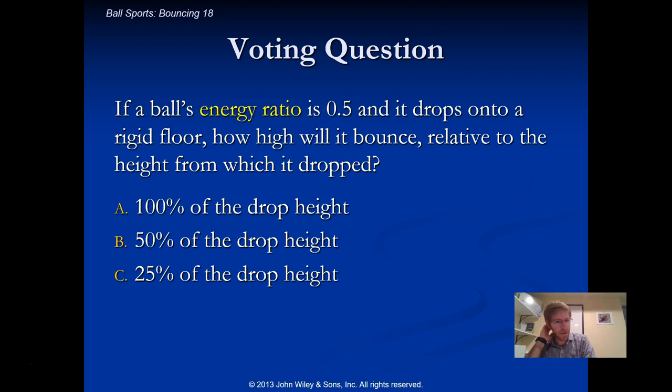So a couple quick review questions to make sure you guys understood the material we talked about on Wednesday. First of all, here we're given a problem statement where you have a ball, its energy ratio is 0.5. If you dropped it from a certain height onto a rigid floor, how high will it bounce back relative to its original starting point?